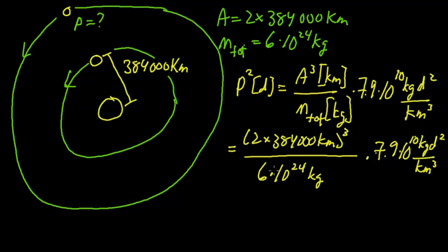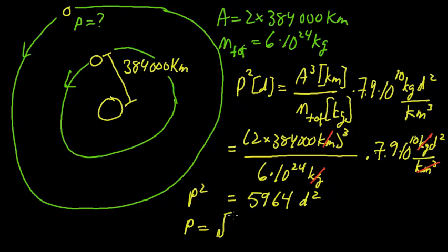For example, when I calculate 2 times 384,000 and I cube it and I divide by 6 times 10 to the 24 and I multiply by 7.9, I get a value of 5,964. But let's look at what the units are. The kilogram cancels with the kilogram. The kilometer cubed cancels with the kilometer cubed, and I'm left with day squared. So this is in day squared, and it's the period squared. So if I want the period, I need to take the square root of that.